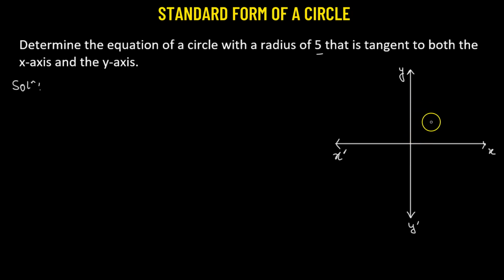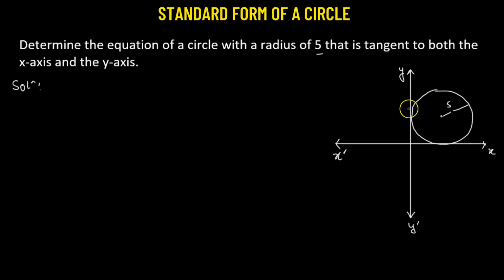Now let's try to imagine a circle which has a radius of 5 and is tangent to both the x and the y axis. So the circle is going to touch the y axis as well as the x-axis, and the circle is going to have a radius of 5 units. So this is one of the scenarios.